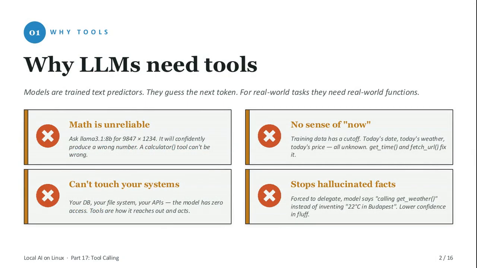So why do we even need tools? Because a model on its own is just a next token guesser. Ask Llama 3.1 8B for 9847 times 1234, and it will hand you a confident wrong answer. A calculator function simply can't be wrong. It also has no concept of now, no access to your database or file system, and a strong tendency to invent facts. Give it a get-weather function and it delegates instead of hallucinating 22 degrees in Budapest.